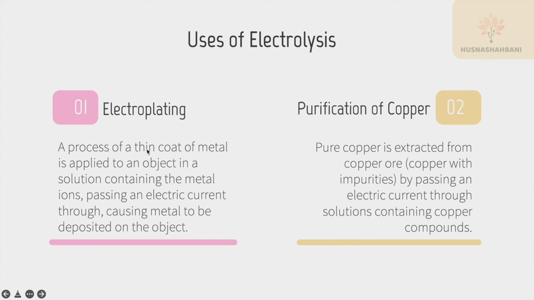It means you have a thin coat of metal applied to an object in the solution. That solution contains the same metal as the applied metal, and you pass electric current, making the metal be deposited on the object. I'll show you the electroplating in detail on the slide later.